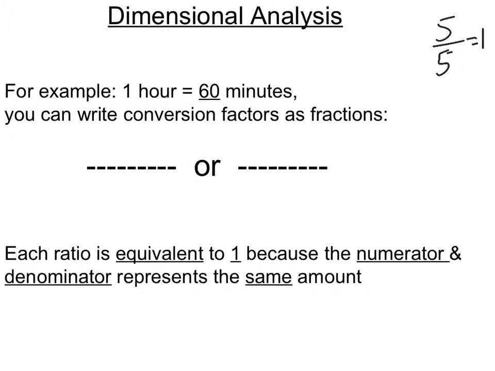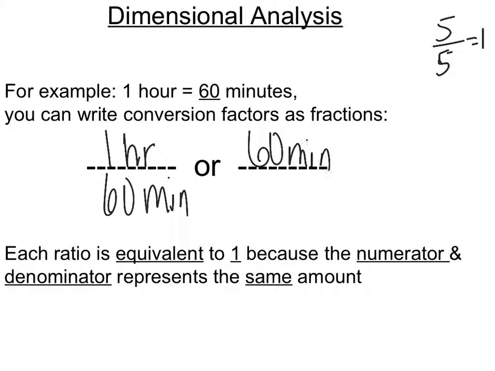So for example, 1 hour is equal to 60 minutes. We can write those conversion factors as fractions. So 1 hour over 60 minutes. And we don't want to just use the numbers. We also need the units. That's the point of this, is that we're not changing the value, we're changing the unit. Or we could use it as 60 minutes over 1 hour.